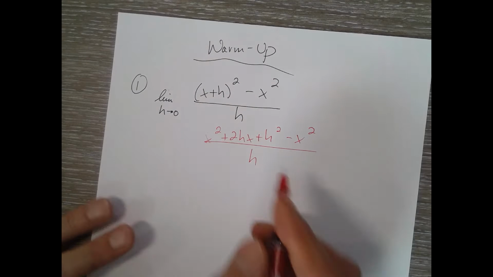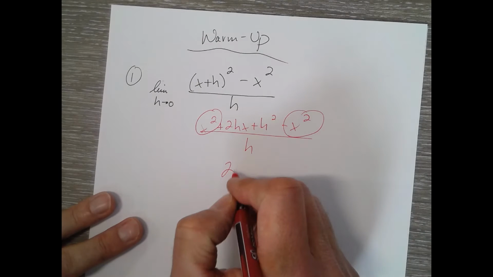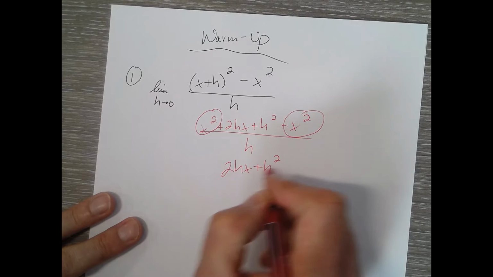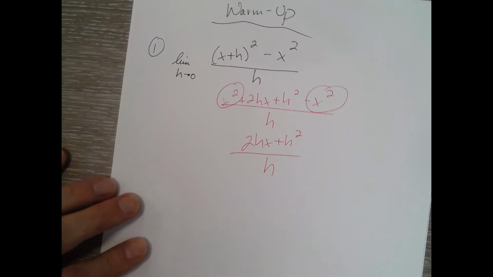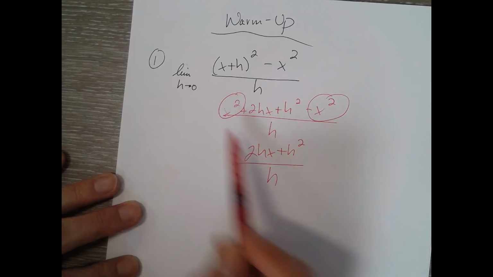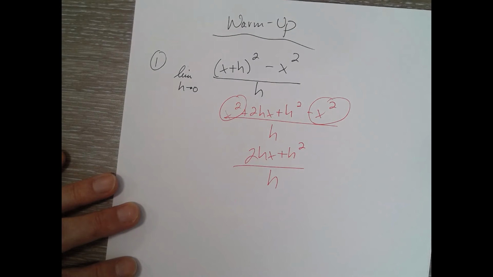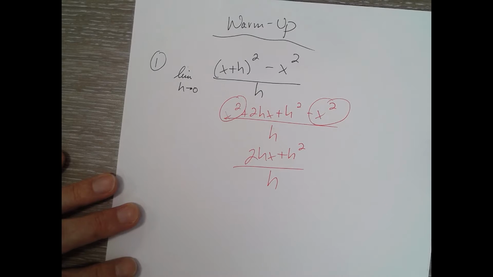Good. Combine like terms. I got an x squared, negative x squared. So I'm at 2hx plus h squared over h. Is there anything else I can do here? Should I plug 0 in? What do I get? 0 over 0. So that's indeterminate. We need to do something else.